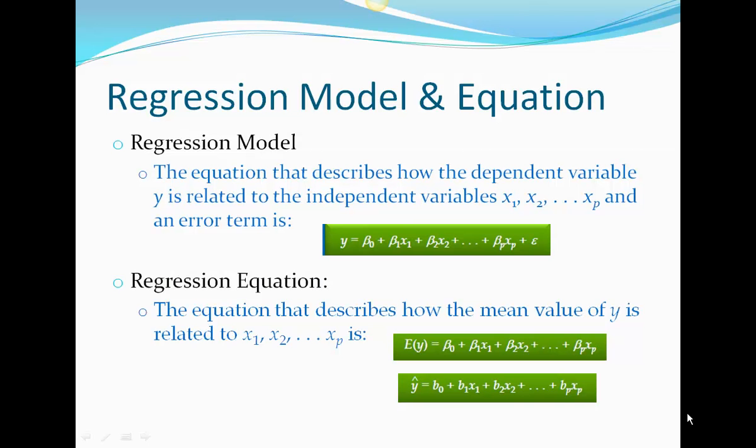So multiple regression is very similar to the simple regression model that we discussed before, except now there are multiple independent variables. So the regression model is the equation that describes how the dependent variable y is related to a series of independent variables and the error term.